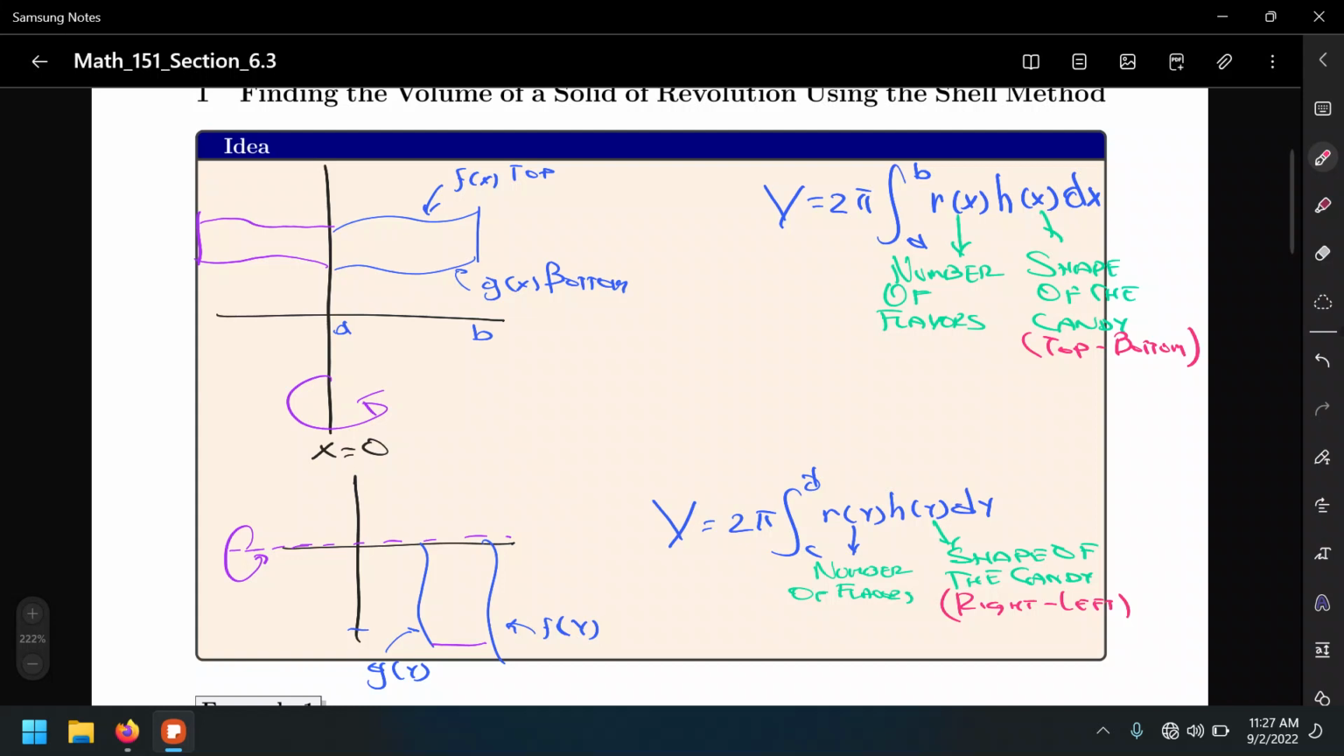You might have noticed the difference when I was doing the picture here to relate the formula with the picture. Notice I'm using functions of x, but we are rotating about the y-axis instead. This gets reversed when we go about the shell method. And in this case, functions of y, we use them when we rotate about the x-axis. So how about we look at some examples?